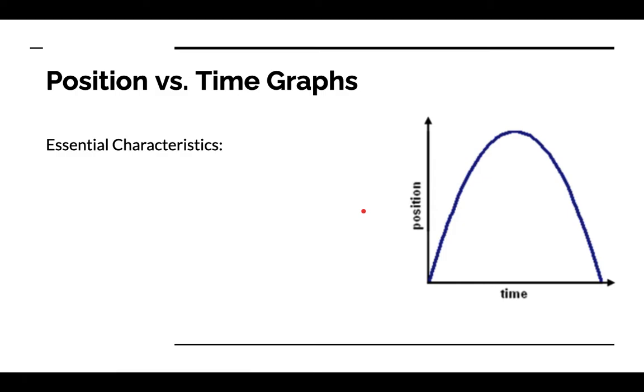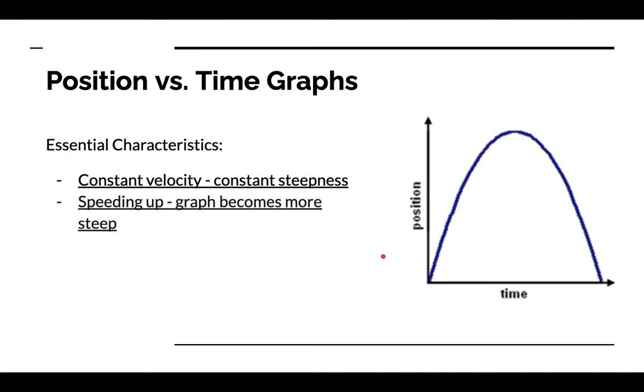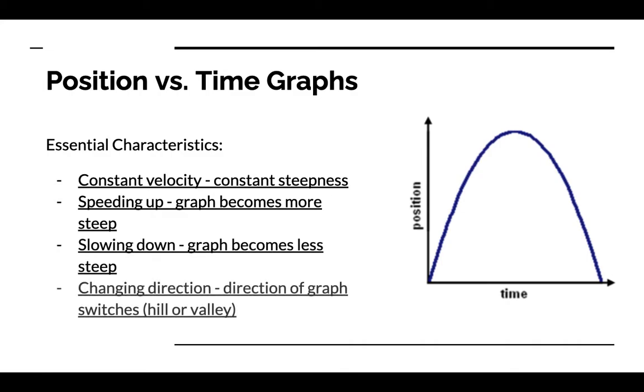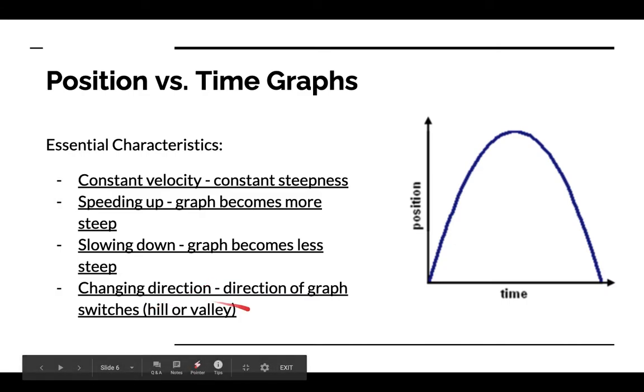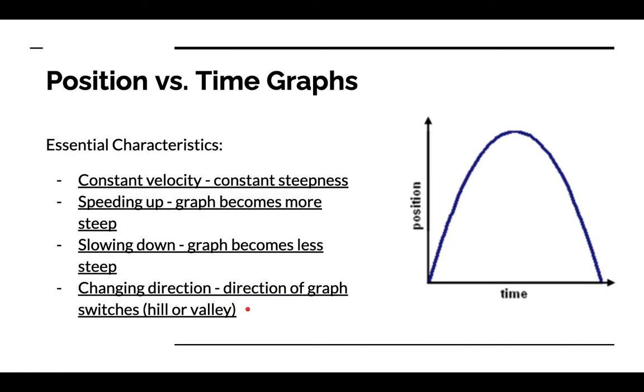So the essential characteristics of a position versus time graph are that a constant velocity consists of constant steepness. Speeding up, the graph becomes more steep, and slowing down, the graph becomes less steep. When you change direction, the direction of the graph switches, aka you're going to have a hill or valley. Okay, so let's take a look at some of these things in a little bit more detail.